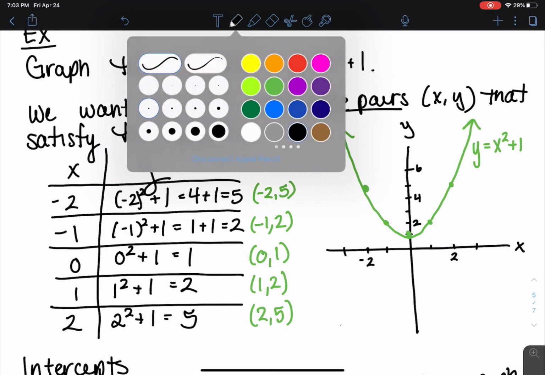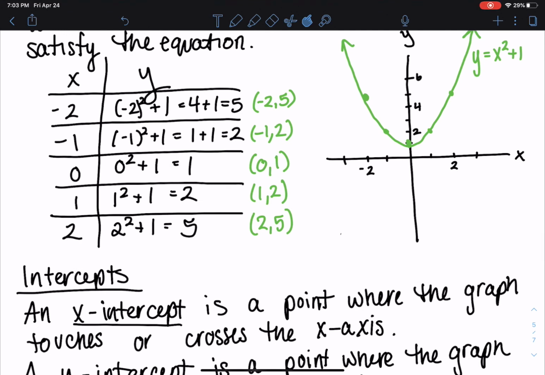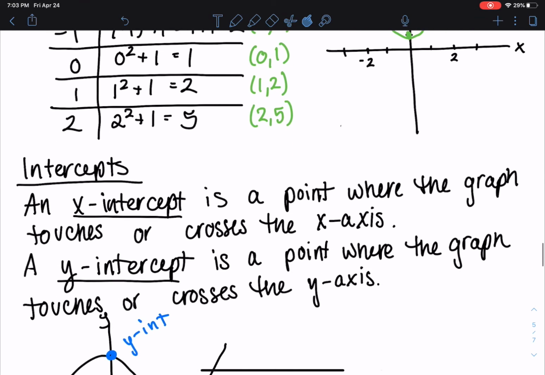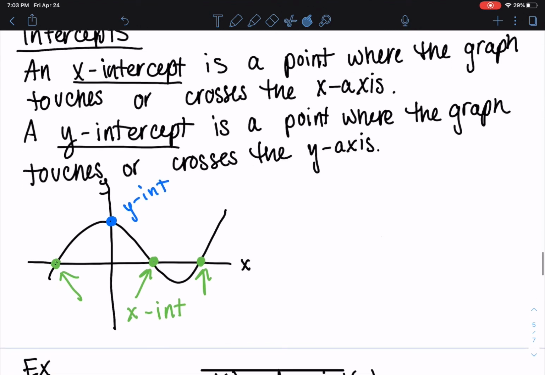Okay. So another important thing that we want to find a lot of time are intercepts. So that's going to be, where does it touch the graph, or touch the axis, or cross through the axis. So the x-intercept is where it touches or crosses the x-axis. Y-intercept, same thing but the y-axis. So if we look at this particular picture, I have 3 points that are going to be our x-intercepts, because that's where it touches or crosses the x. And then I have a single point that's my y-intercept.